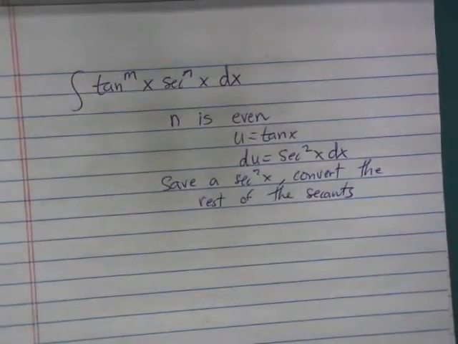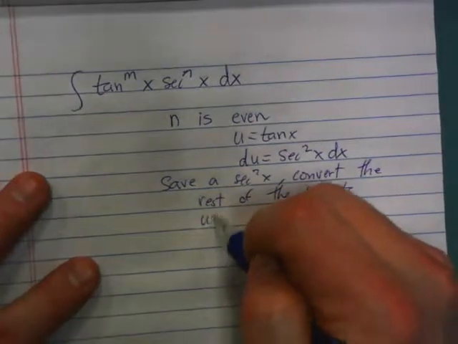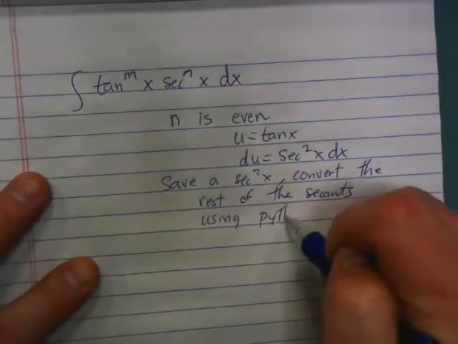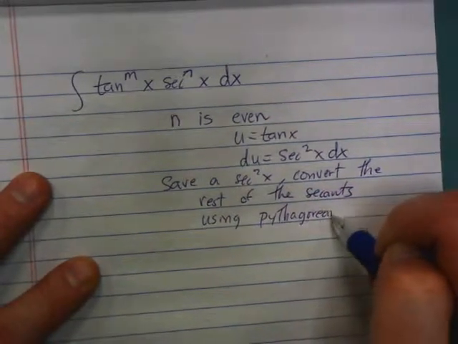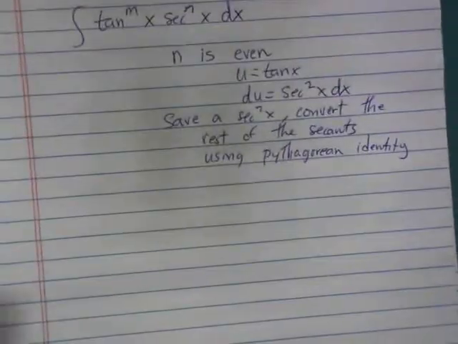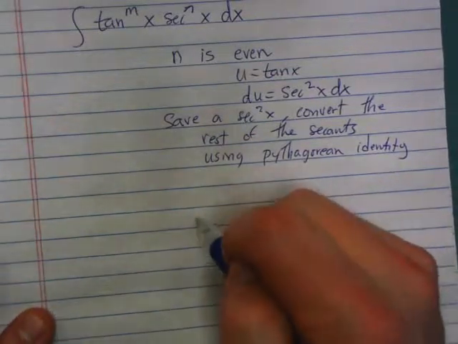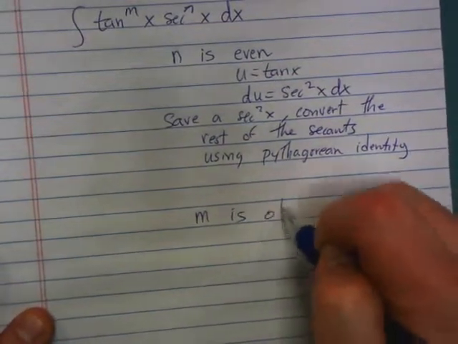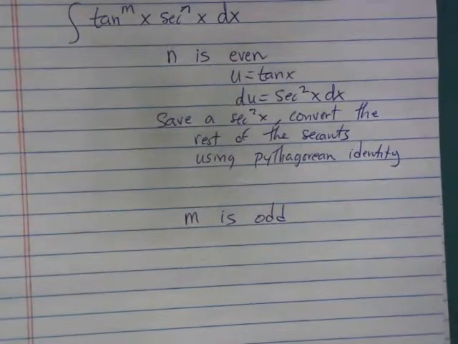Using the Pythagorean identity, correct. Pythagorean identity. Your other possibility is m is odd. All right, so this is why I think the sines and cosines are easier to remember. The sines and cosines, you want one of them to be odd, it doesn't matter which one. If one of them's odd, you're going to use your Pythagorean identities. If both are even, you use your power reduction identities.